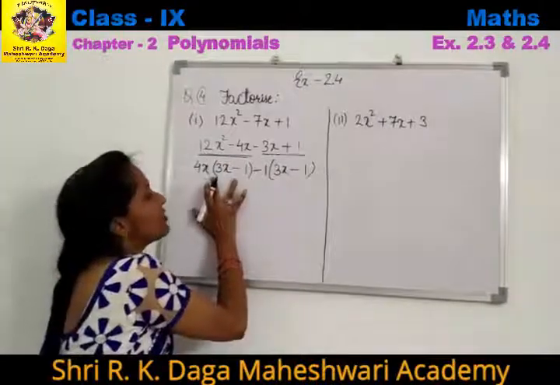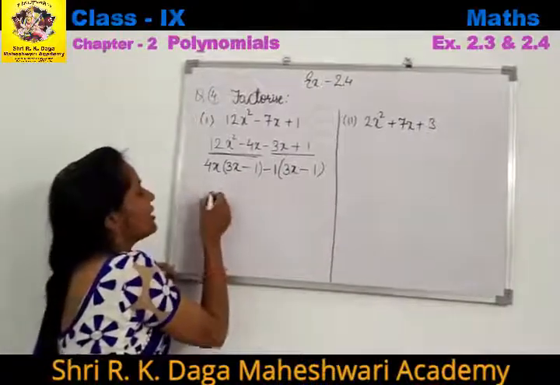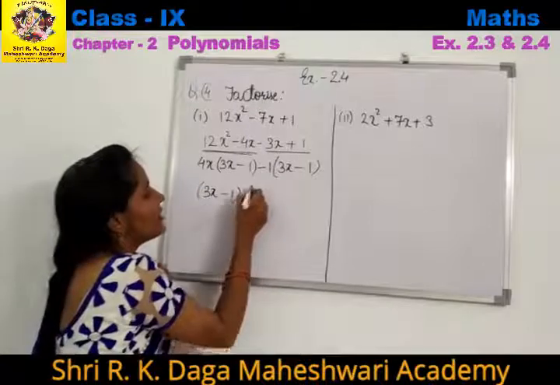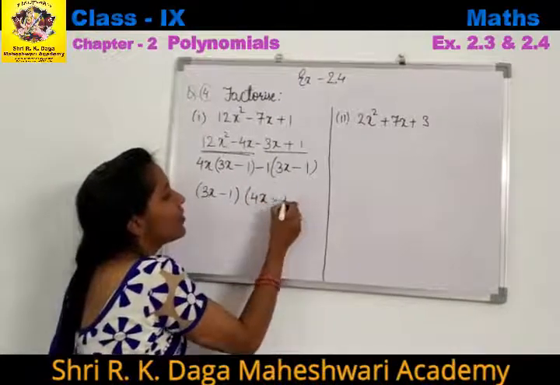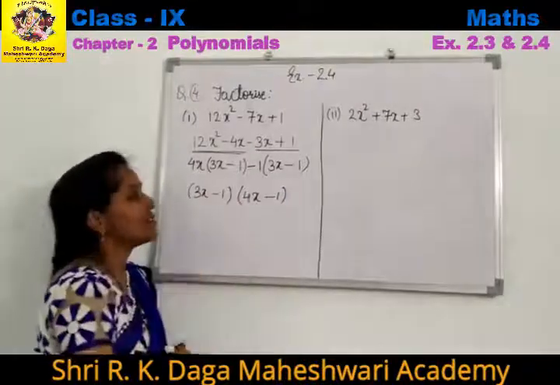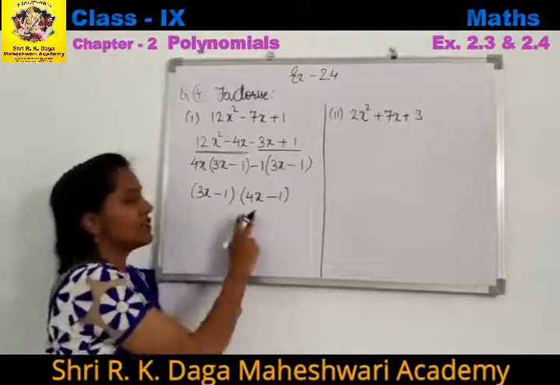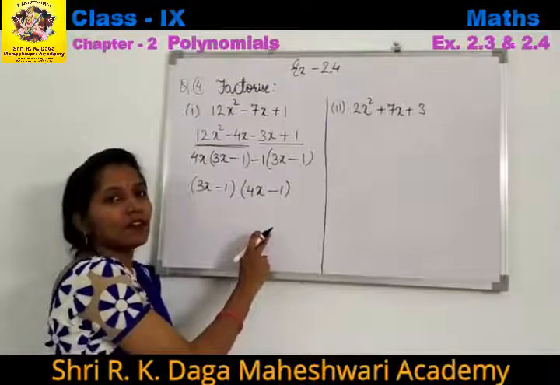Now you can see 3x minus 1 is here and here also. So we can take 3x minus 1 as common, and inside the bracket we will have 4x minus 1. So we can factorize 12x square minus 7x plus 1 as 3x minus 1 and 4x minus 1.